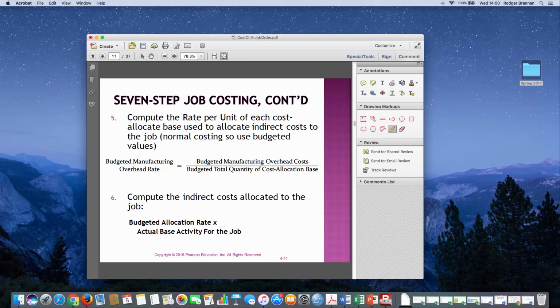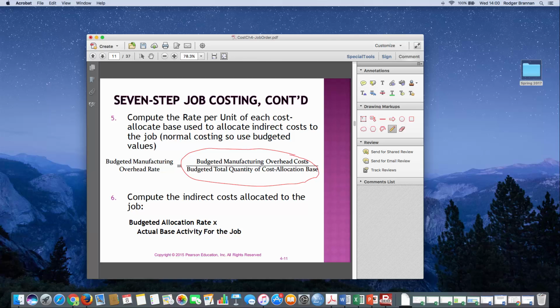So again, just to reiterate, the normal rate is determined by taking the total overhead that you budget at the beginning of the year and dividing it by whatever that quantity is going to be. That becomes your predetermined overhead rate, or in this case, as I identify it, the budgeted manufacturing overhead rate. Then throughout the year, that rate is used. You're not going to change it.